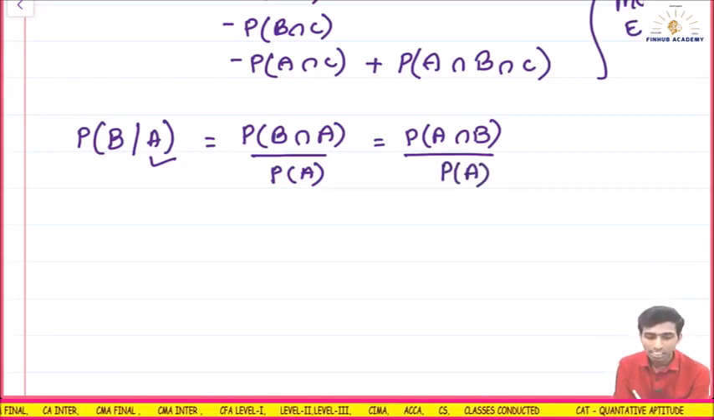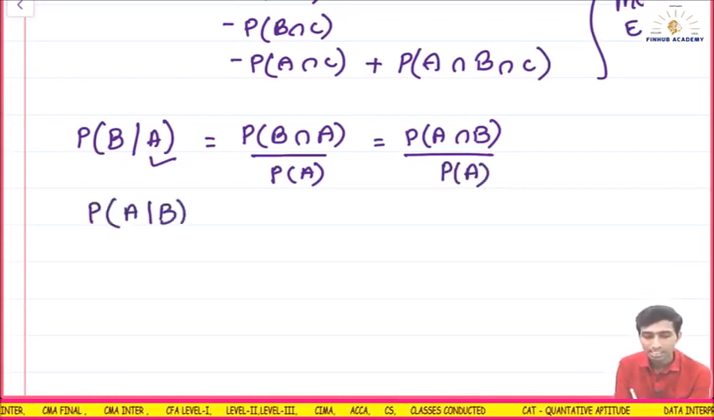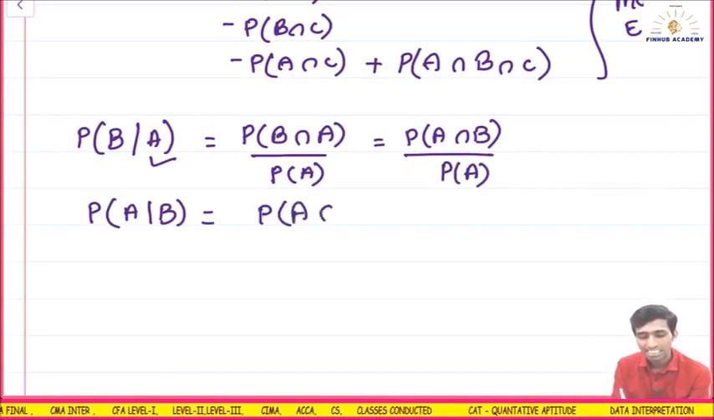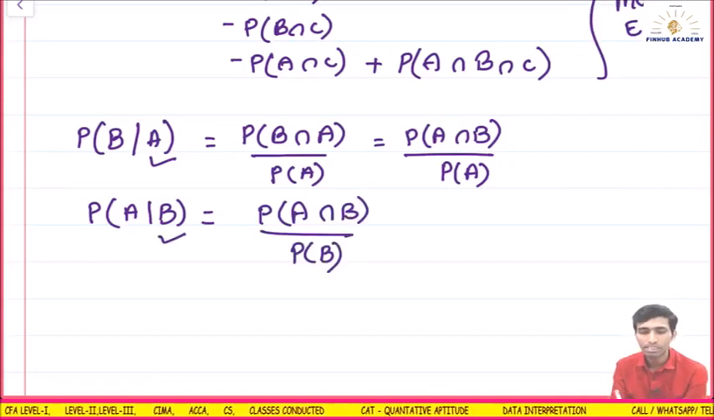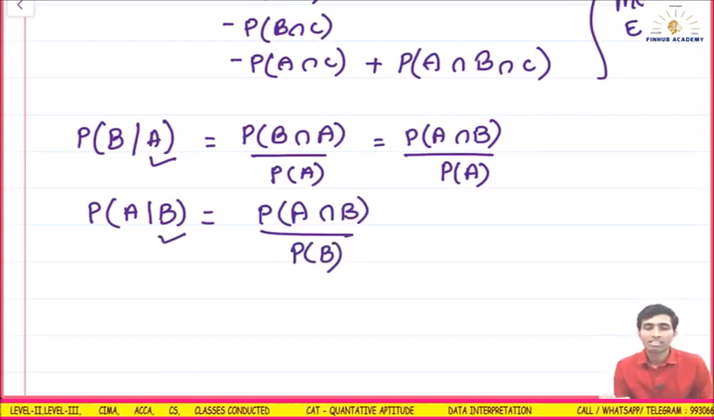Other way around, if let's say A given that B is there, then probability of A intersection B, in the denominator will be what? Whatever is in the base. Okay, probability of B. Fine. So this is the conditional probability. This is what? Conditional probability.